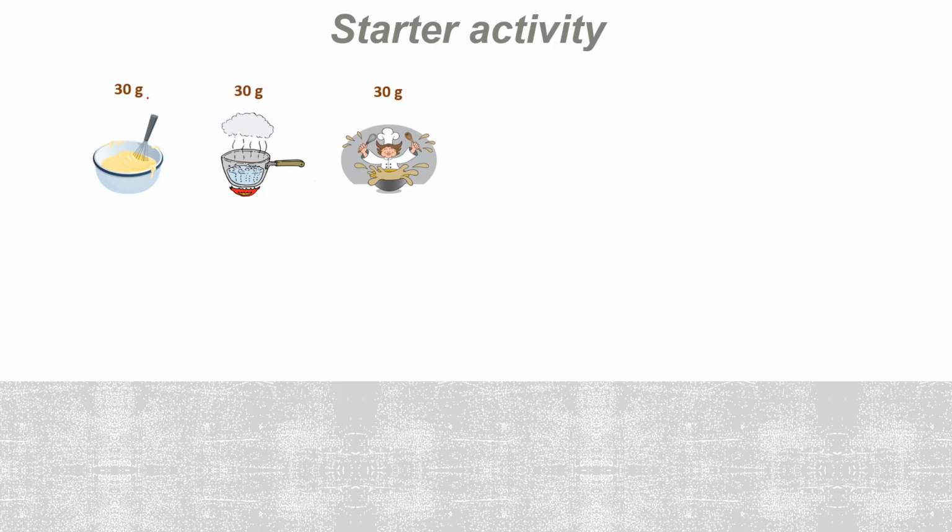So imagine you want to make a cake, okay? So you have 30 grams of flour, right? 30 grams of water and 30 grams of other ingredients. And now, what should be the total mass of the cake? كم بيكون وزن الكيك اللي بنسويها؟ المفروض it should be 90 grams, right?